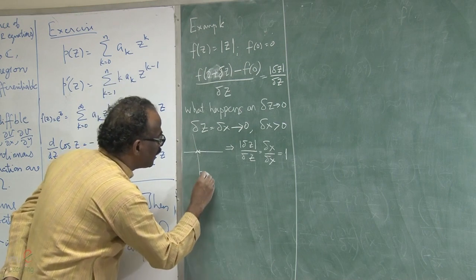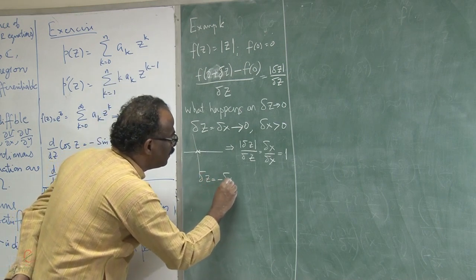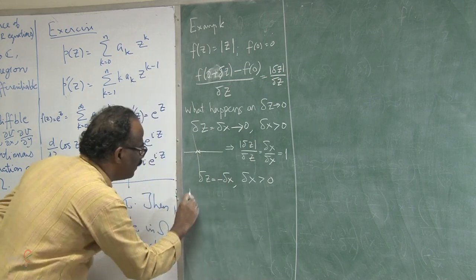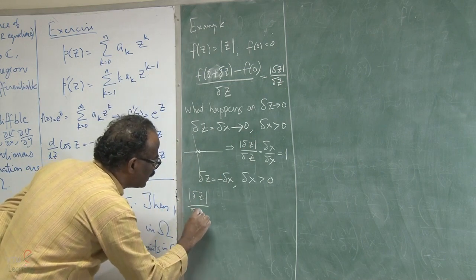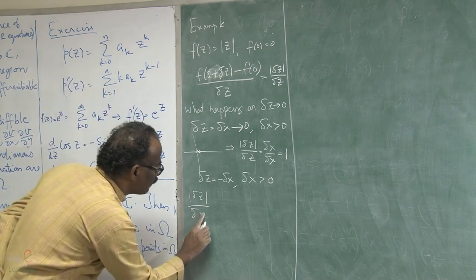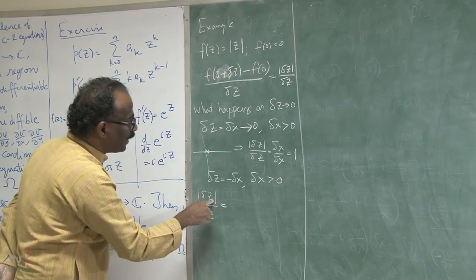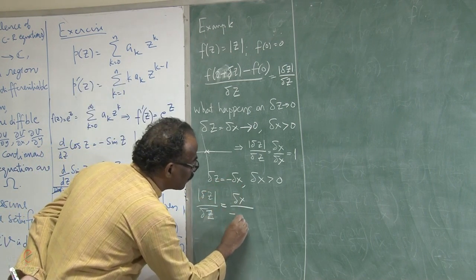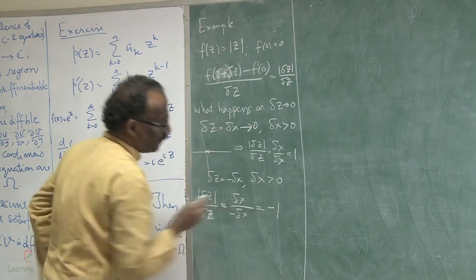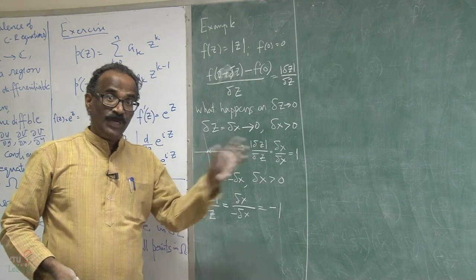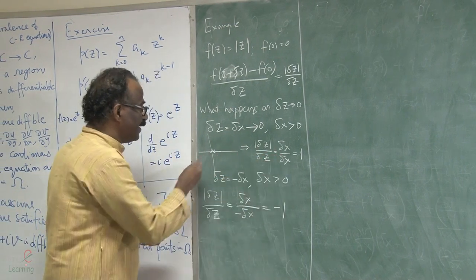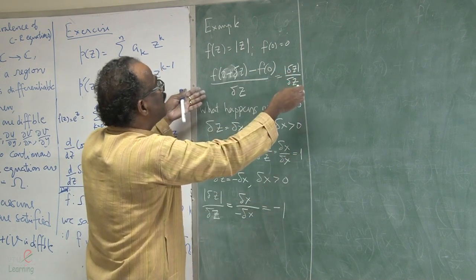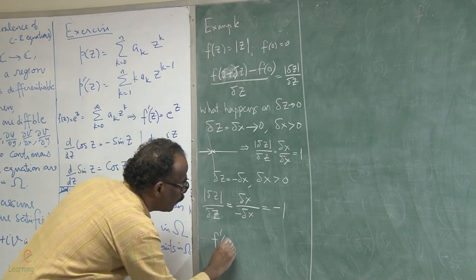On the other hand, if I take delta z equal to minus delta x with delta x positive, then what happens to this quantity? Mod delta z is delta x, and delta z is minus delta x, so I have delta x by minus delta x, that's equal to minus 1. So I approach in two different directions. If I choose this direction, I get one limit. If I choose that direction, I get another limit. That means the limit does not exist, so f prime of 0 does not exist.